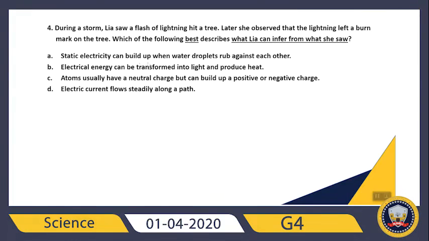Static electricity can build up. No, because static electricity, okay, but it's not the point to understand from this situation. But electrical energy can be transformed into light and produce heat. That's why the tree got fired or burnt. Why? Because the electrical energy produced from the lightning not only produces light but also produces heat. That's why the tree got this burn mark. So it will be B, the second one.